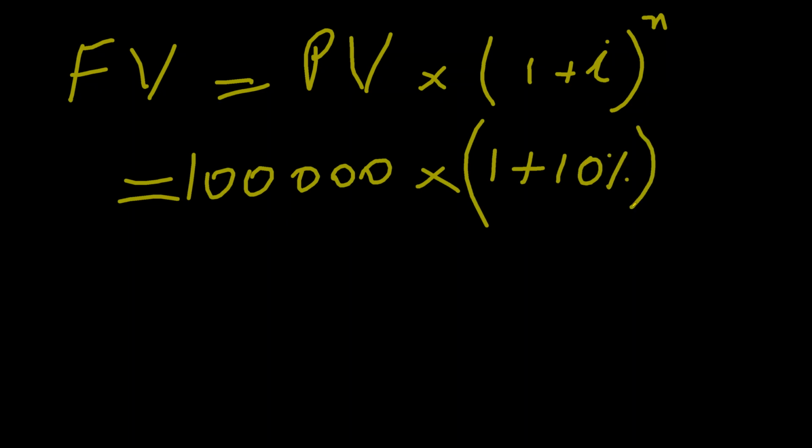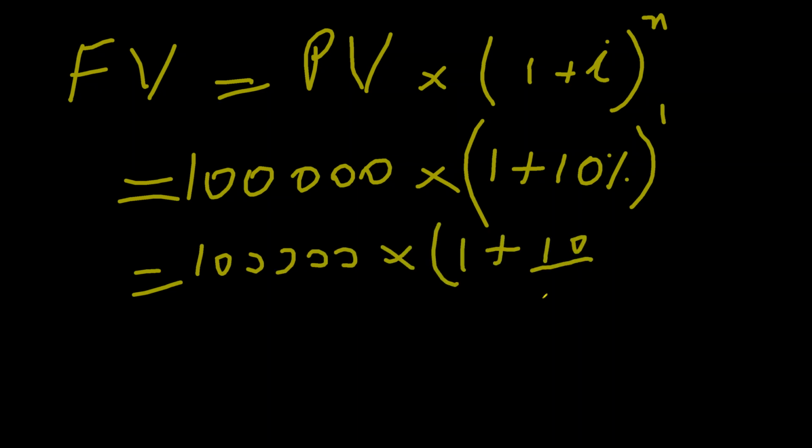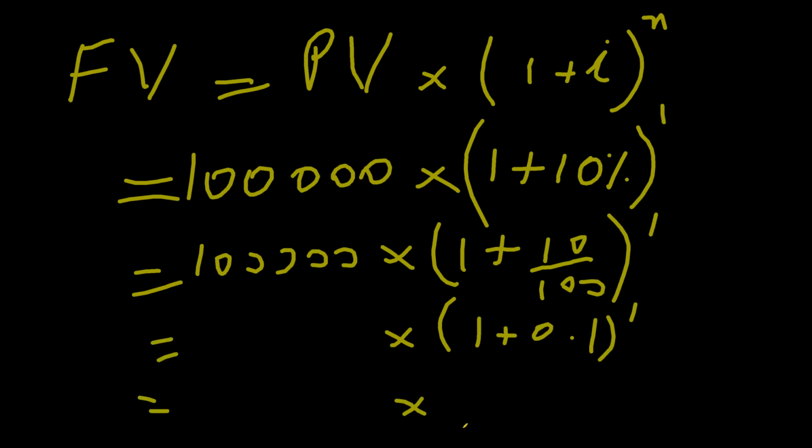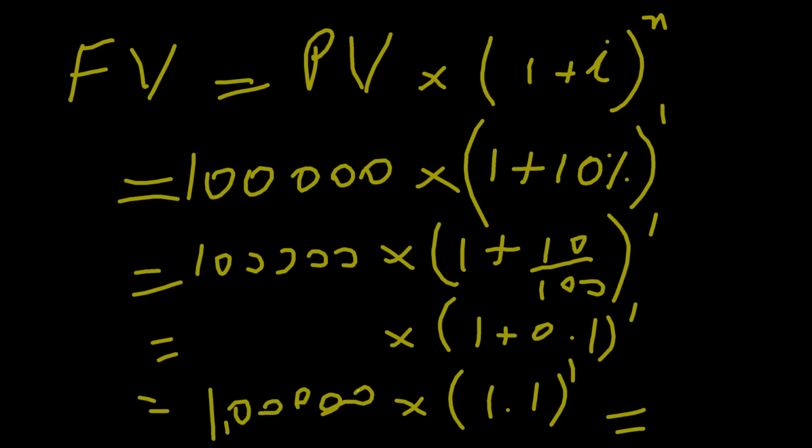And how many years are you looking at? Say, 1 year. So, if it is 1 year, then it would come out to be 100,000 multiplied by 1 plus 10 divided by 100. Is it okay? So can you say 1 plus 0.1? And can you say 1.1 raised to the power 1? Which is equal to 100,000 multiplied by 1.1? Because anything raised to the power 1 is the same. 1.1. Yeah.